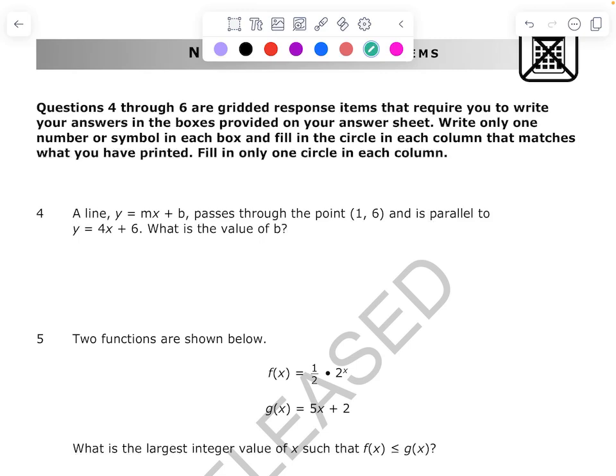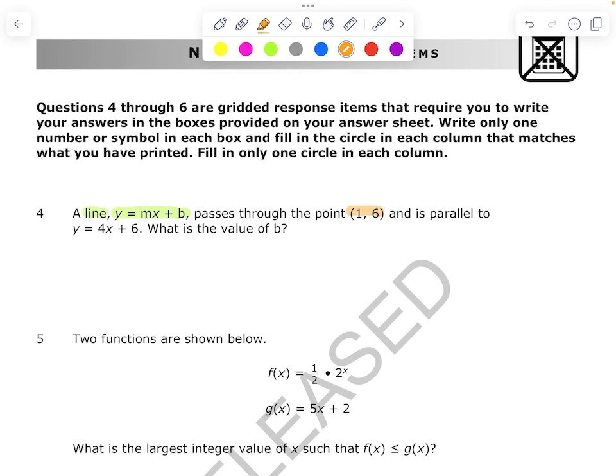So again, we always want to plan our approach and highlight any of the key information in the equation. So I see right away that we're working with a line, and we are working with slope-intercept form. Just recall that m in this equation is where we write our slope, and b is where we write the y-intercept. They also tell us that the line has to pass through a given point. Our given point is (1, 6).